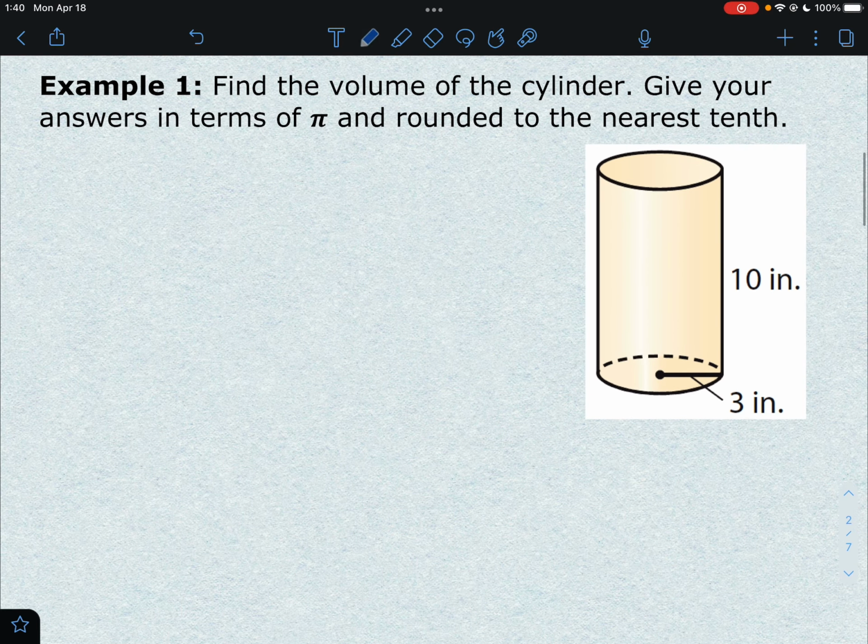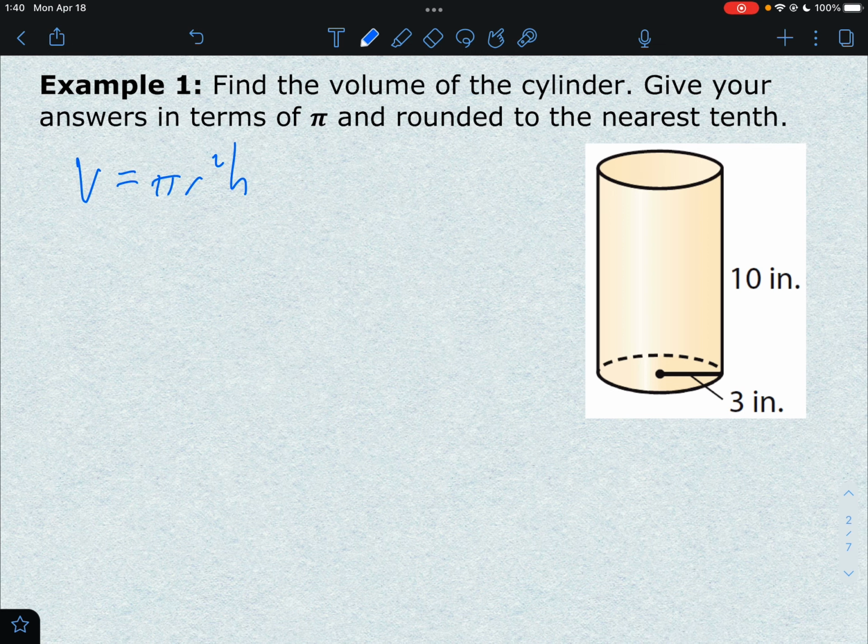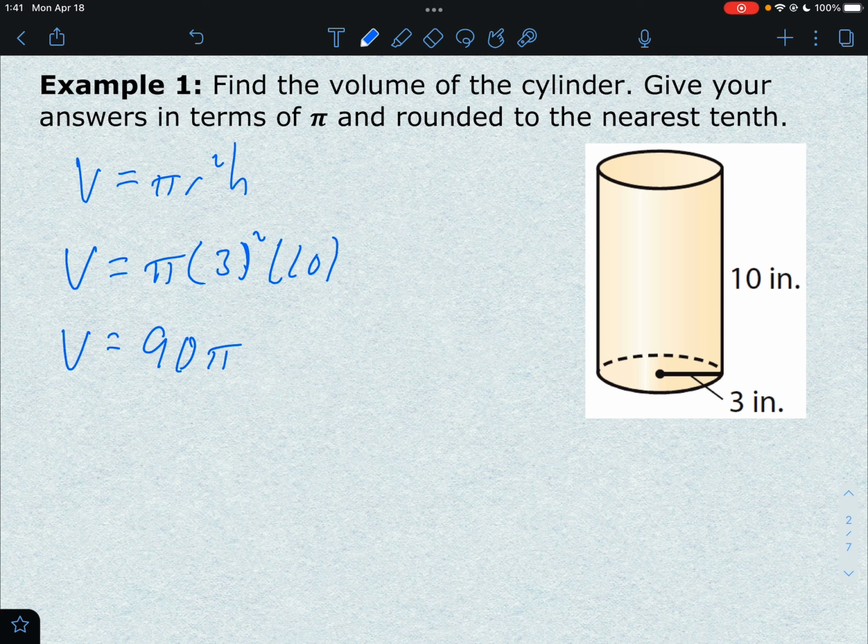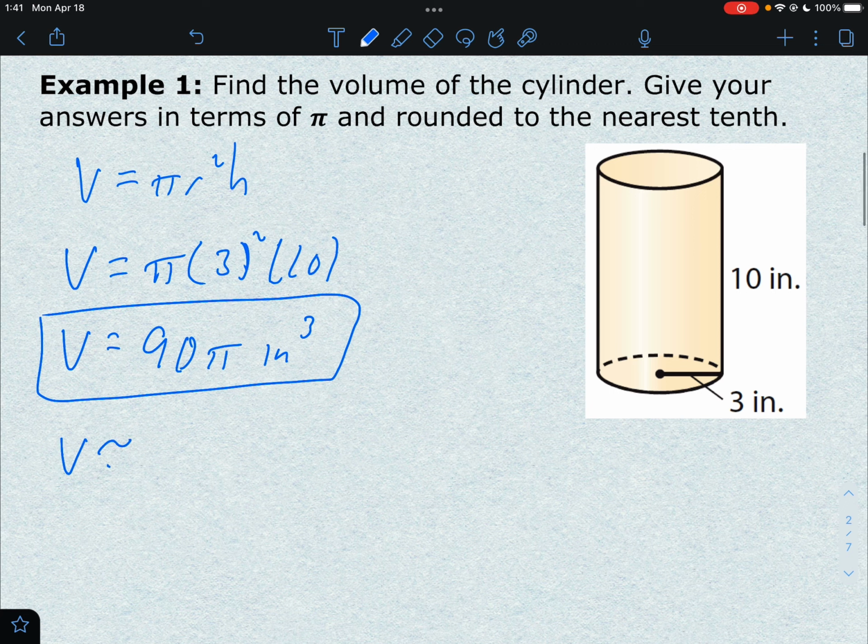All right, so here's our first one. Jump right in. Find the volume of the cylinder. Give your answer in terms of pi and round to the nearest tenth. So our volume formula, pi r squared h. So we have pi, the radius is 3. The height is 10. So we have 3 squared times 10, which is 90. So our exact answer is 90 pi cubic inches. And then for our rounded answer, we can type that into our calculator and get 282.7 cubic inches.